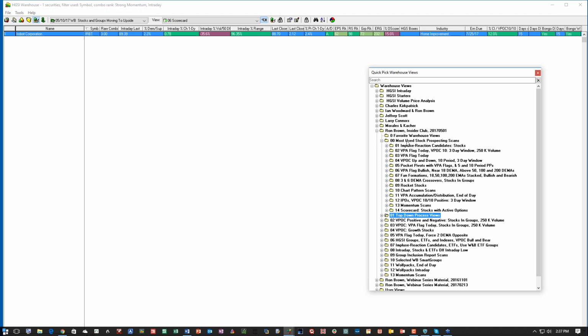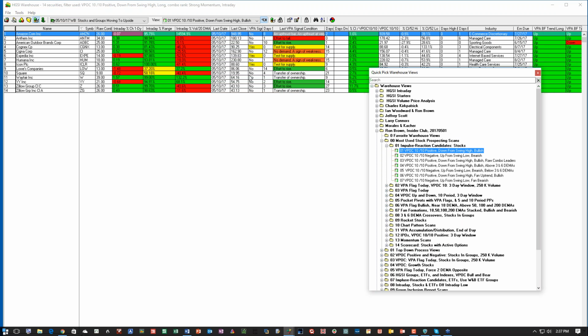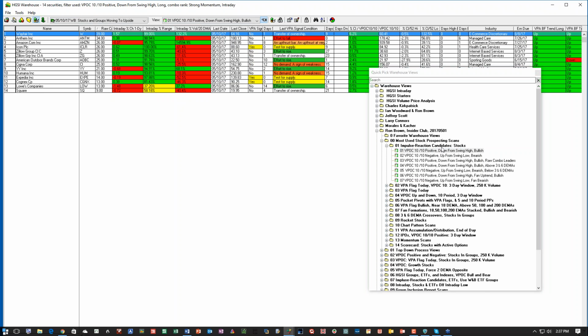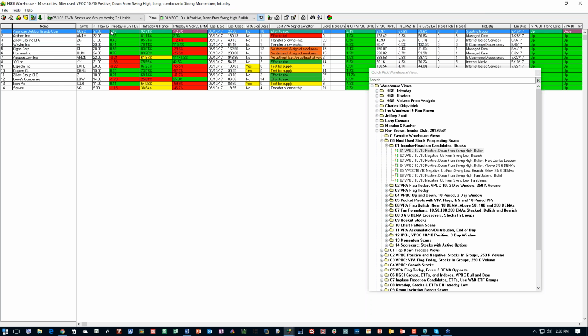Now, the most used stock prospecting scans under 2017-05-01. Here's the IR view. I'm talking about, yeah, Paul, I just remembered the combo, thanks. Well, we're going to talk about the combo right now. Here's the IR view, which means the impulse reaction. As of yesterday, these stocks qualified. Let me do an F5 to update these stocks. And notice that everything changed when I did the update.